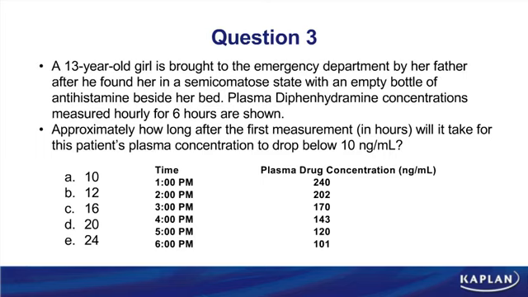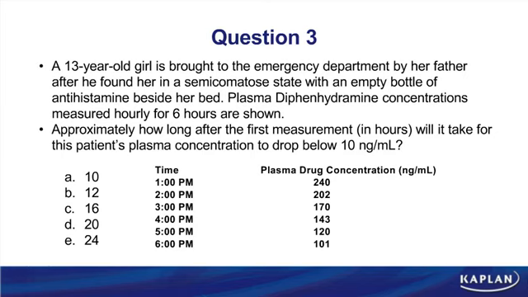To solve this problem, the first thing that you do is determine the half-life of the drug. At 1 o'clock, the plasma concentration is 240 nanograms per mil. 4 hours later, at 5 o'clock, that level has been cut in half. We've gone from 240 down to 120. So we're going to presume that that is the half-life of this drug, which is 4 hours. You assume that because the drug is diphenhydramine. Diphenhydramine is not one of our zero-order kinetics drugs, so we're assuming that we're still dealing with first-order kinetics, and we can determine a consistent half-life.